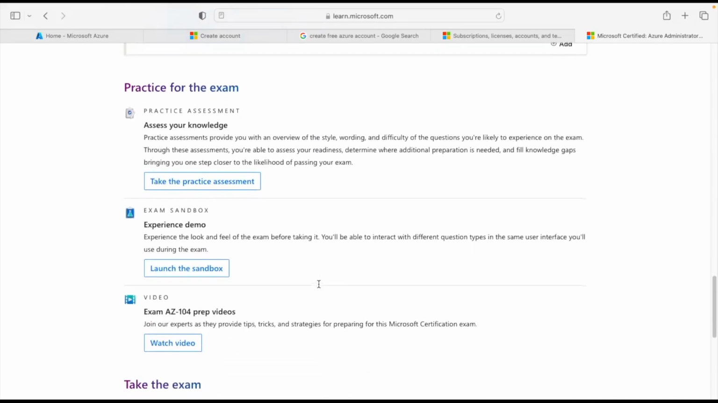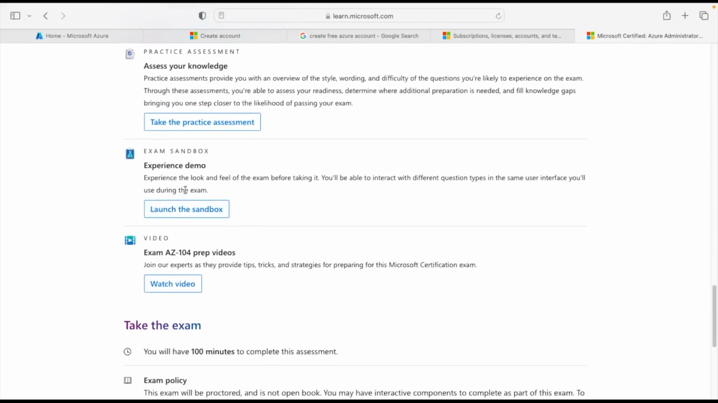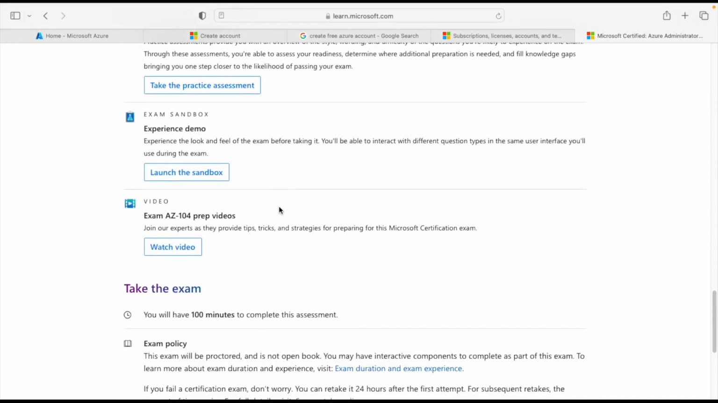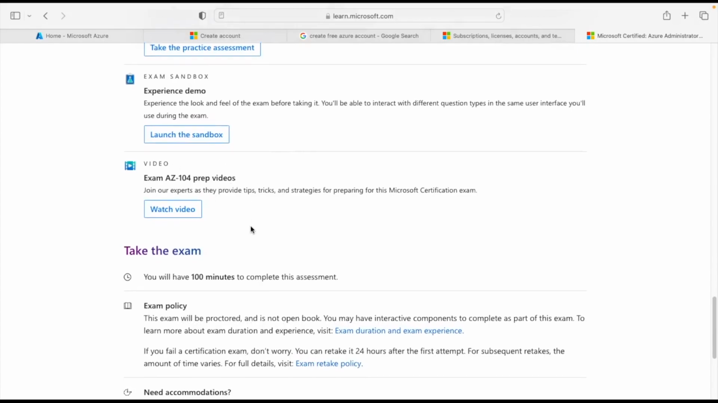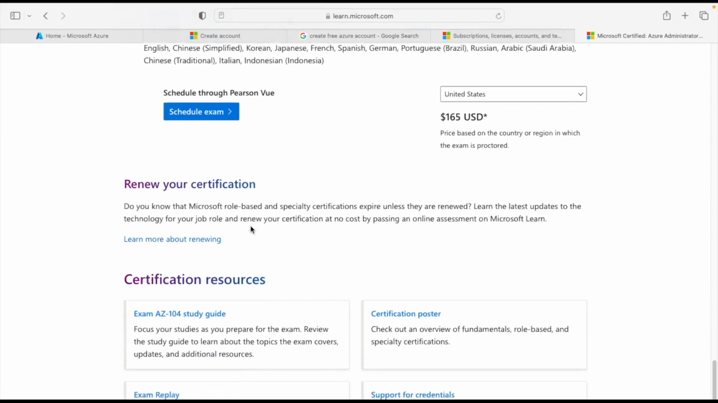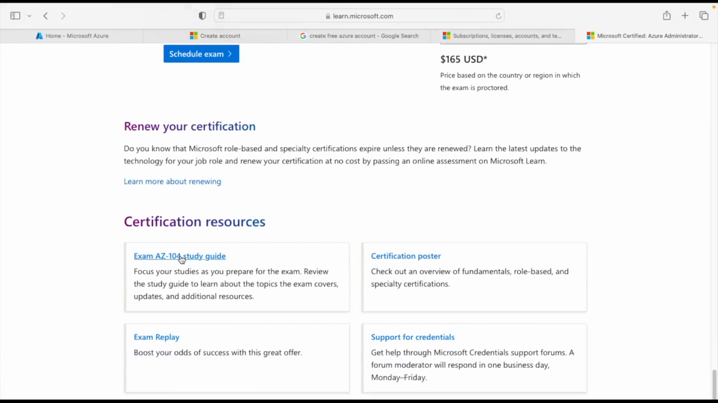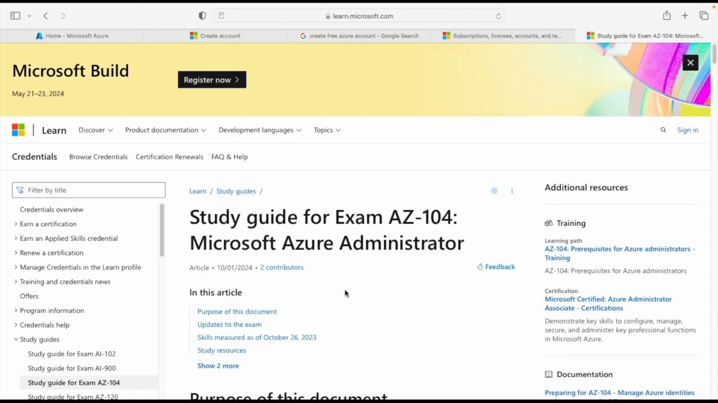So here we have a lot of experience demos. You can assess your knowledge with some practice assessments, and also some preparation videos are given here. Here we have the AZ-104 study guide, which is a detailed study guide on what things to cover from the examination perspective. And we are going to strictly follow this AZ-104 study guide to complete the whole of this certification.